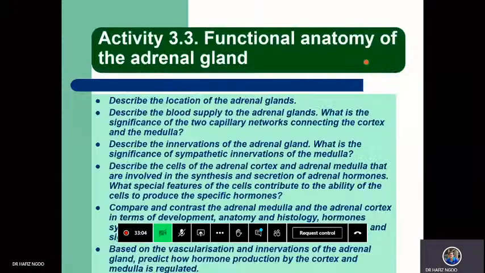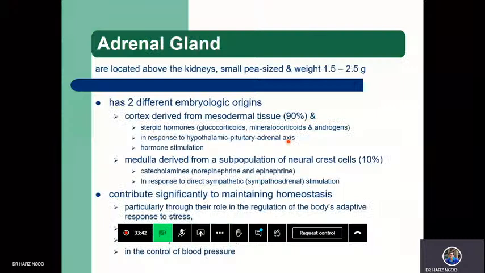Okay, next one. Function of the adrenal gland. We are looking at activity 3.3, looking at the adrenal glands and where the adrenal gland is located. The adrenal gland is basically a very small, pea-size gland of about 1.5 to 2 grams, located above the kidney. Okay, and we were looking at the blood supply, where it is coming from, and what is the significance of the two capillary networks that connect the cortex to the adrenal. Okay, all this. Look at the next slide. So they are pea size.